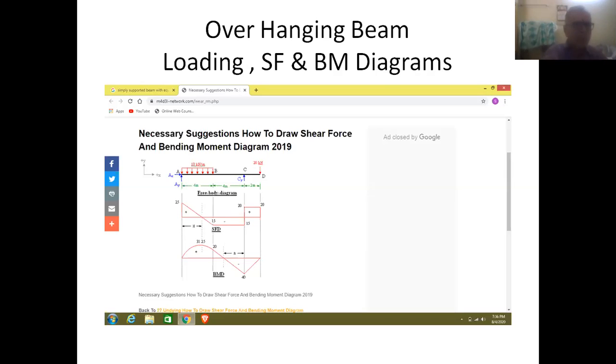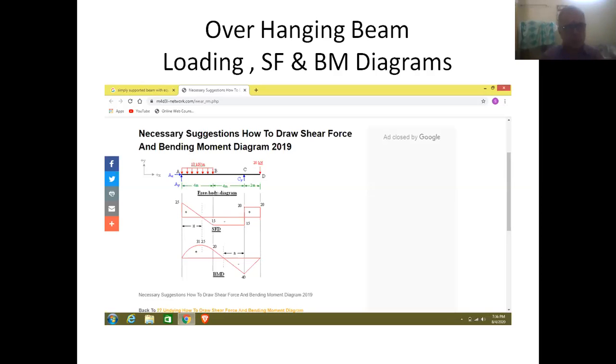Reaction supports are provided at point A and point C. These supports will be offering some kind of reactions against loads acting on the beam, so they are called reaction forces. RA is used for indicating the reaction force offered at point A, and RC is used for indicating the reaction force offered at point C. So before starting the problem, we have to measure the values of RA and RC. They are very essential for framing SF and BM equations.